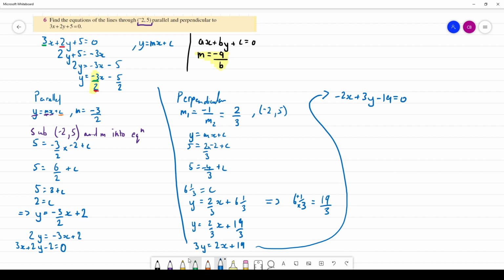And these are our two equations that are perpendicular for this one over here, and over here, our parallel equations to our original equation that pass through negative 2, 5.